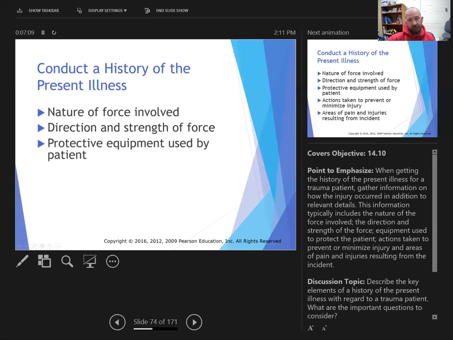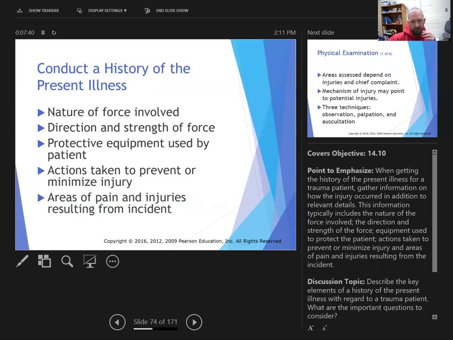Was the patient using any protective equipment? Were they wearing their seatbelts? Did the car have airbags? If they're riding a bike or something, did they have a helmet on, or elbow pads, or whatever it might be? So did they use protective equipment that could minimize or lessen injuries? Actions taken to prevent or minimize injury. Again, this is wearing equipment, using proper safety equipment, harnesses, tools, anything like that. Any kind of actions that might prevent that, or make things worse.